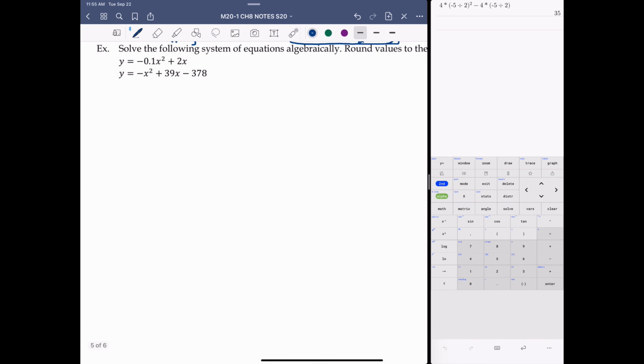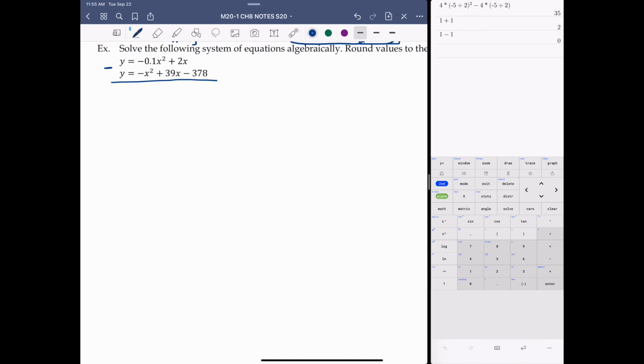I notice that my equations are set up in the same order. I have y, then equals, then x squared, then x, then constant term. And I notice I have the same number of the y value. So I'm going to do elimination. We have 1y and 1y. If I go 1 plus 1, I'm going to get 2. I need to go 1 minus 1 to get 0. I'm going to subtract the equations.